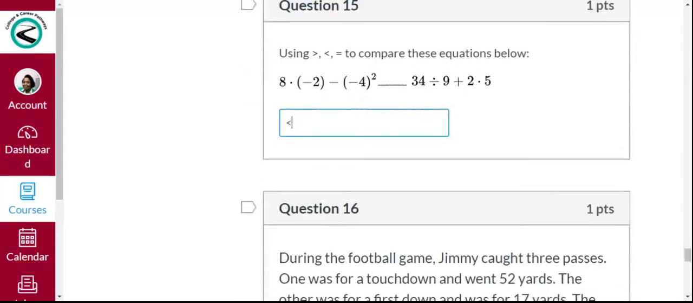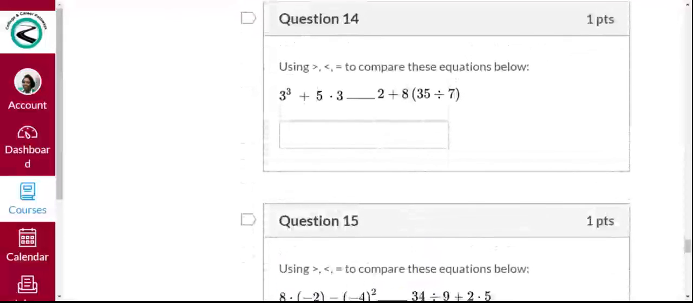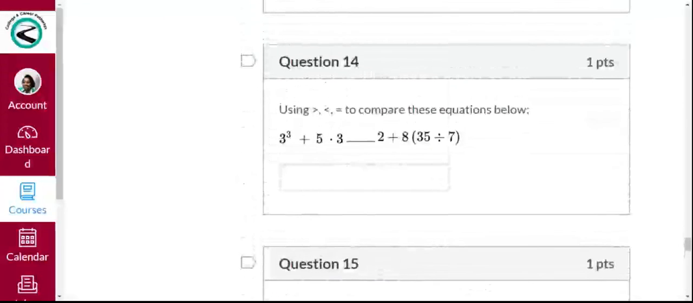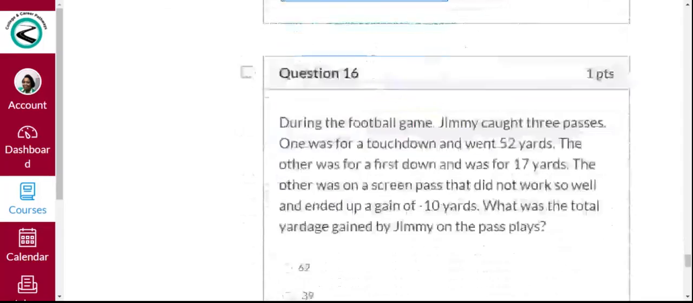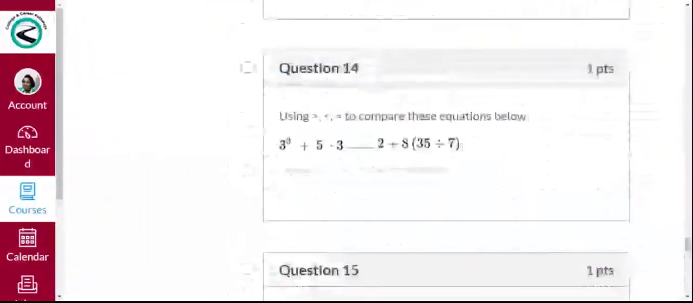I think there's one more question like that, which is up above. My question 14 is very similar. So what you'll do is you'll just do the first part and compare it to the second part, and then you have to use the symbol in between, either greater than, less than, or equal to, is the symbol that you'll type.